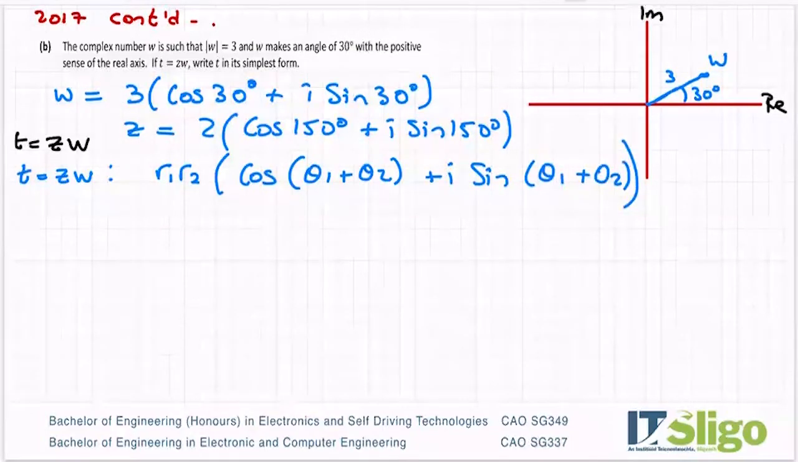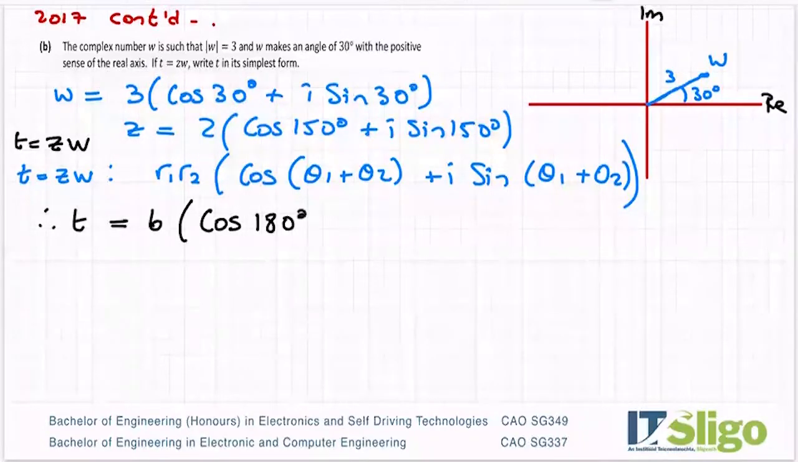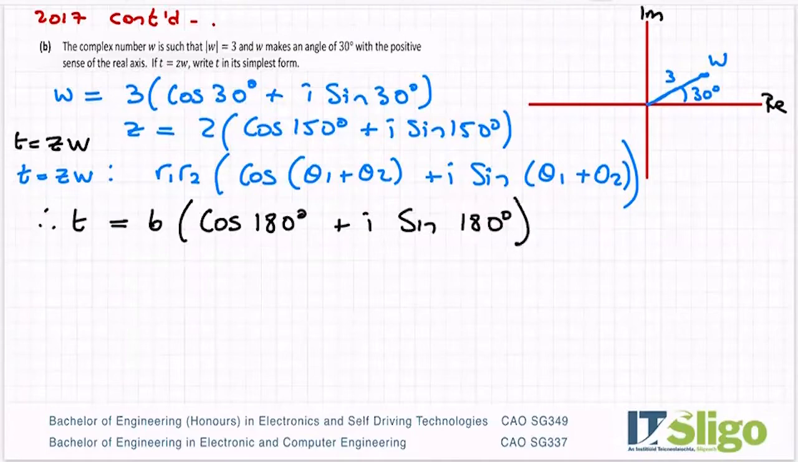Okay, so to give some English on that, if I'm multiplying two numbers that are in polar form, I multiply their moduluses together and I add their angles. Okay, so therefore T is equal to, let's multiply the two moduluses together, 3 2's are 6, bracket, cos, let's add the angle. So I have 30 degrees plus 150 degrees, so 180 degrees plus I sine 180 degrees.